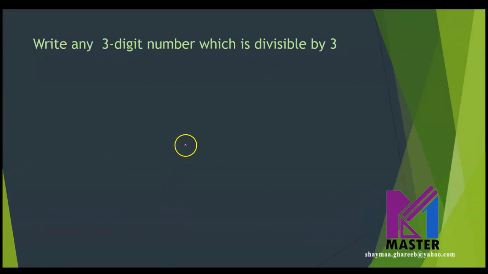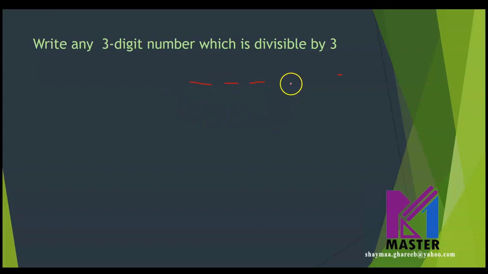Now, let's see this example. Write any 3-digit number which is divisible by 3. So I need to think of a 3-digit number. Let's put the places here for the digits. A 3-digit number means it has ones, tens and hundreds. It must be divisible by 3. What did we say about divisibility by 3? Do you remember the test? The sum of all the digits must be a multiple of 3.